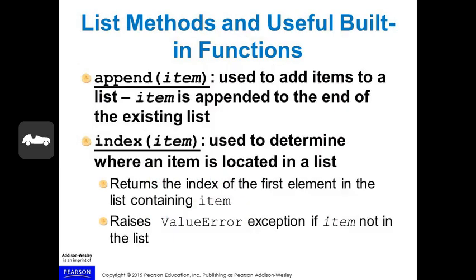Lists have numerous methods that allow you to add elements, remove elements, change the ordering of the elements, and so forth. We will look at a few of these methods. First, append. This one will add an item to the end of the list. Index takes one parameter, item. It returns the index of the first element whose value is equal to this item. A ValueError exception will be raised if the item is not found in the list.